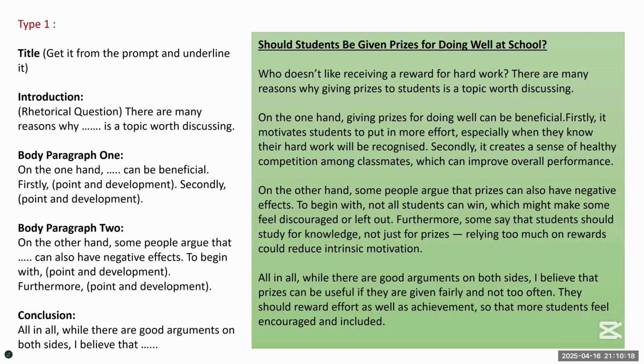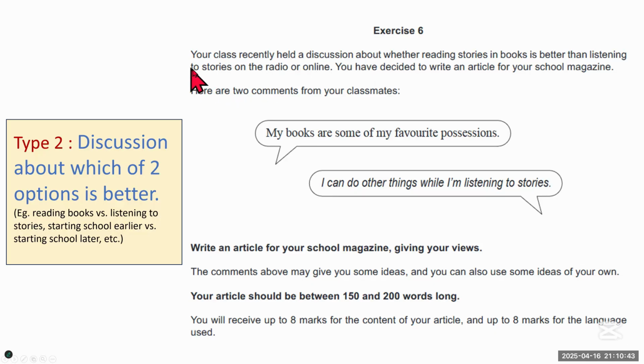Now let's move on to type 2. So here is a type 2 question. Your class recently held a discussion about whether reading stories in books is better than listening to stories on the radio or online. You have decided to write an article for your school magazine. Here are two comments from your classmates. My books are some of my favorite possessions. So that's a positive point for reading stories in books. I can do other things while I'm listening to stories. So that's a positive point for listening to stories on the radio or online. So write an article for your school magazine giving your views.